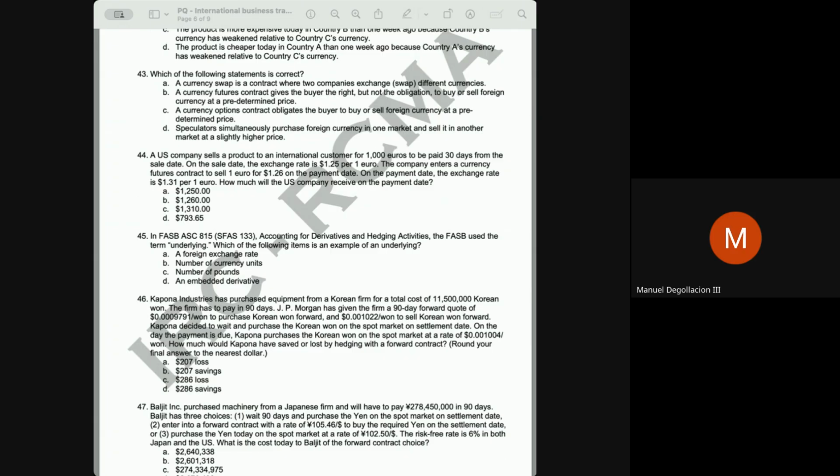So regardless of what is the exchange rate on the payment date, what you would get would be the equivalent of your 1,000 euros based on the agreed price of 1.26. So basically, what you need to do here is just to choose whether to use 1.25, 1.26, or 1.31. Okay, so the correct rate to use here is the 1.26. So the answer here is 1,260, which is letter B.